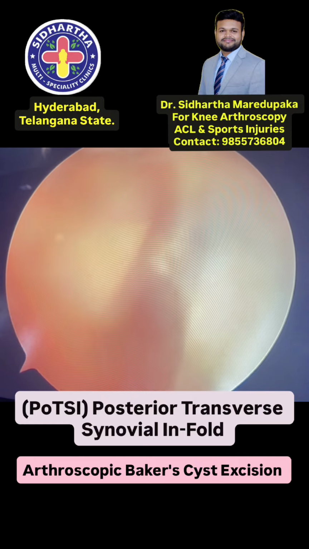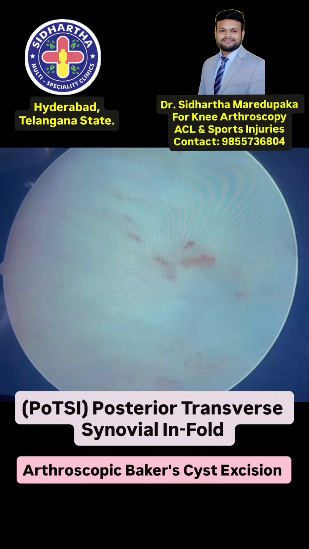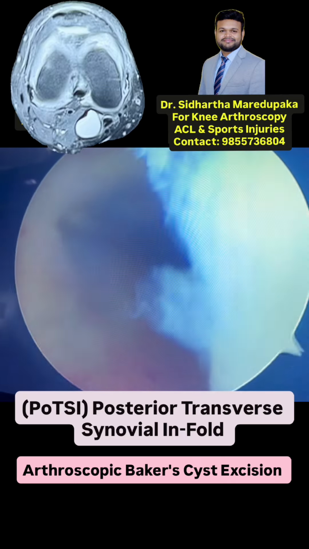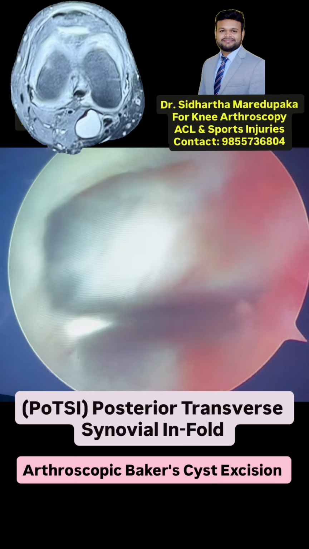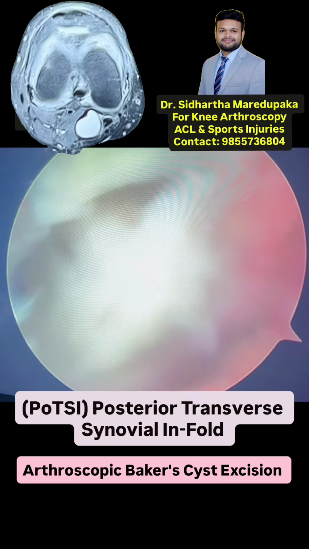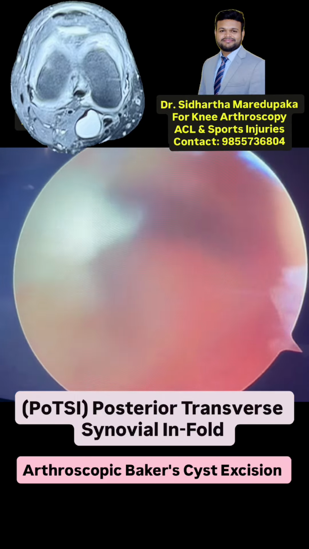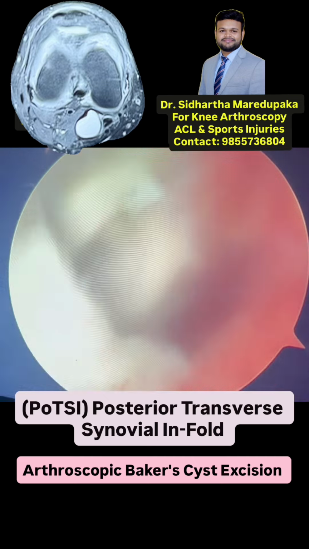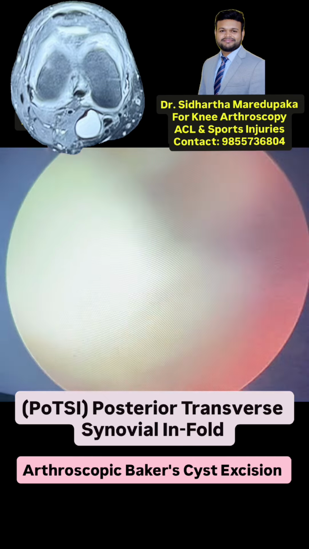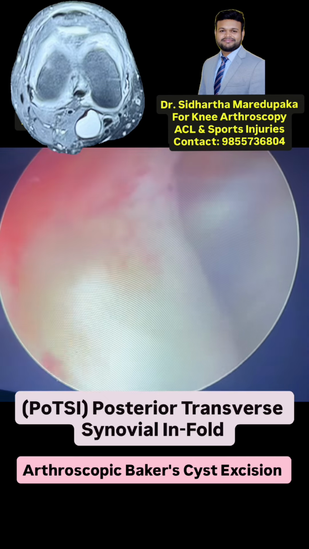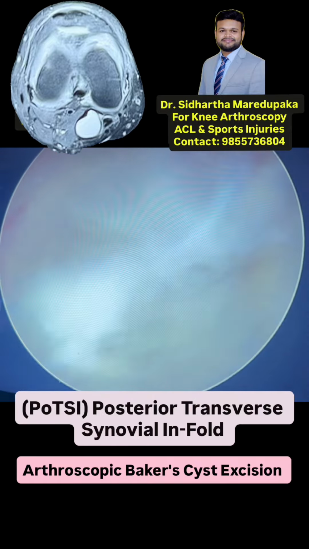All the cyst contents have been decompressed. The Baker cyst has been thoroughly addressed, and the one-way mechanism has been made into a two-way big hole, so that there is good communication, and all this POTSI tissue has been debrided. And look at that. I'll show you. Just hold this for me. Now you will see the middle head of gastrocnemius. All this is POTSI, which is posterior transverse synovial infold.